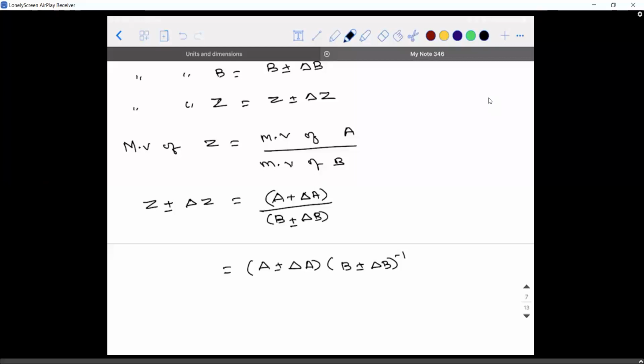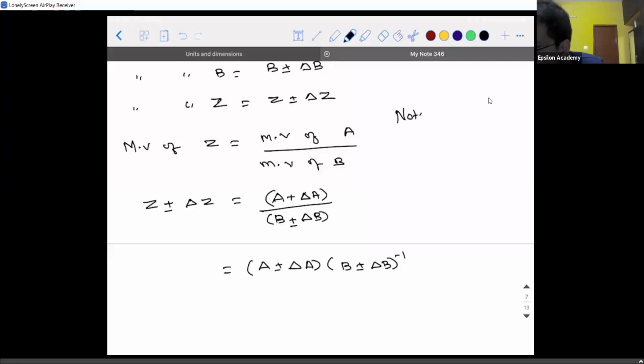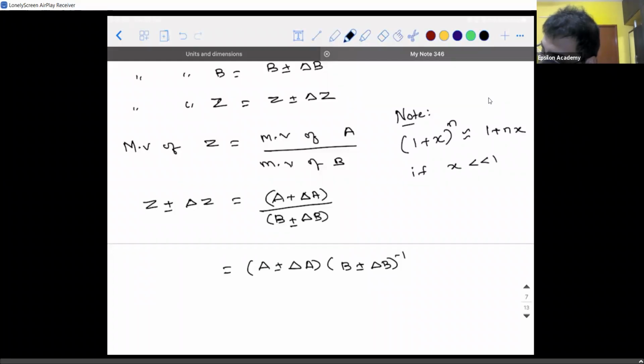Right. Here, there is an important note to be made. Whenever you have 1 plus x the whole power n, then this, I hope you guys know what the symbol is. The symbol means approximation. Okay. 1 plus x the whole power n can be approximated to 1 plus nx if x is very much less than 1.